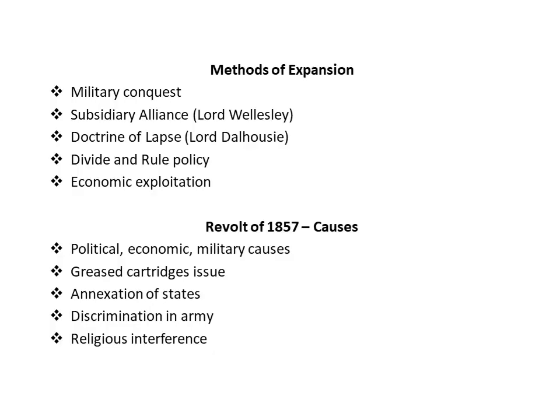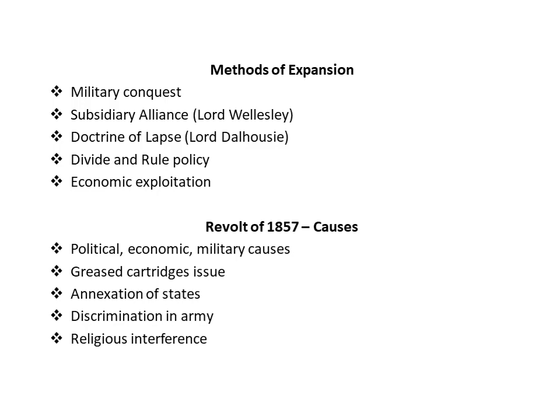The British used several methods to expand their empire in India. First, they used military conquest. Important victories, as everyone knows, were the Battle of Plassey in 1757 and the Battle of Buxar in 1764. These two battles helped them gain control over Bengal. And second, they introduced the subsidiary alliance system under Lord Wellesley, which forced Indian rulers to depend on British troops.